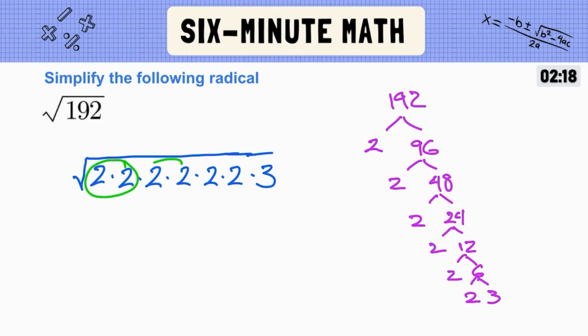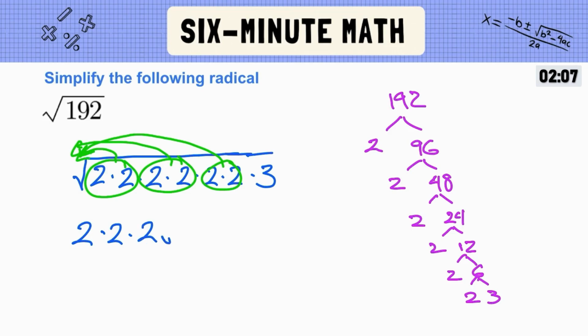We're going to take out groups of 2. We have 1, 2, 3 2's that are going to come out front. So to simplify that, we would have 2 times 2 times 2 root 3. 2 times 2 times 2 is 8, and then I have my root 3 still.